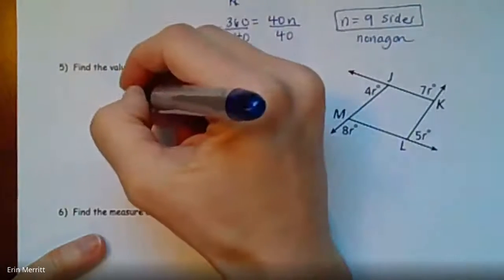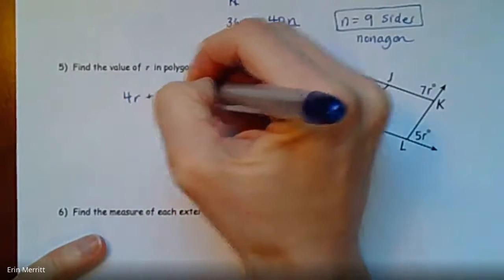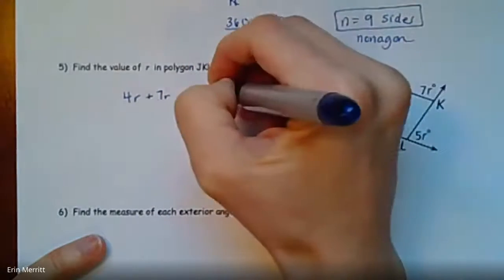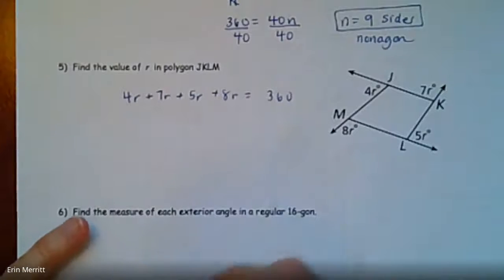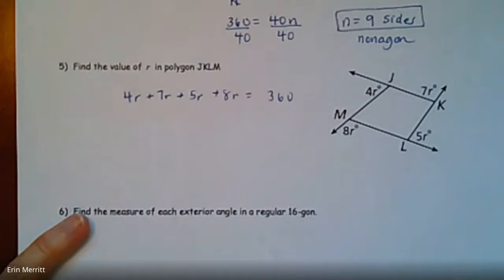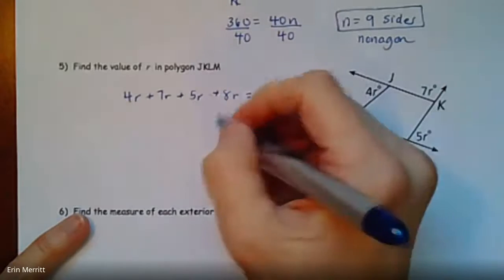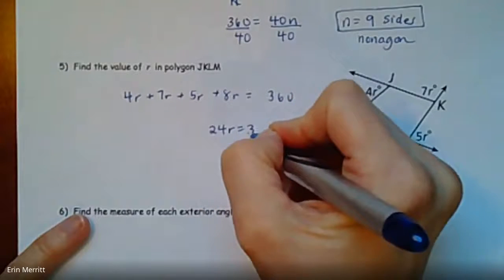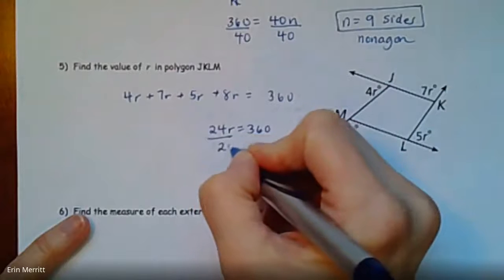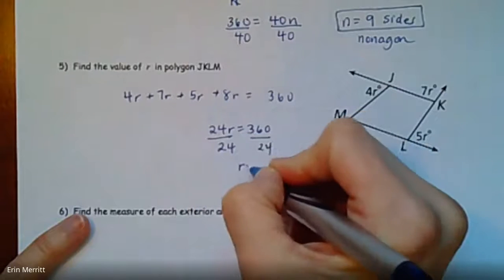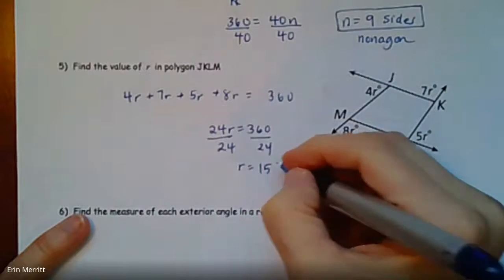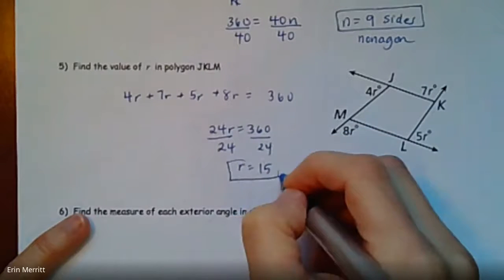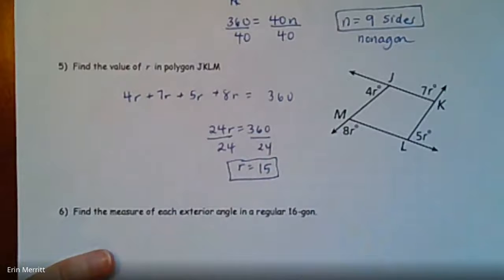So it should be 4R plus 7R plus 5R plus 8R equals 360. And then 11 plus, what would that be, 13 there. So 24R equals 360. Divide by 24. We should have R equals 15. Hopefully your answer checked out.